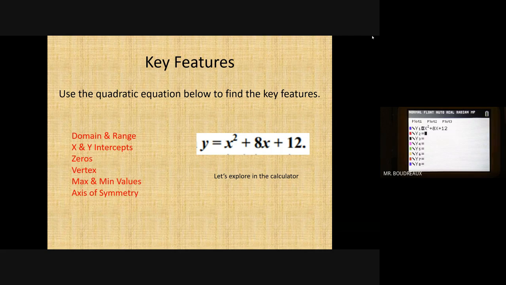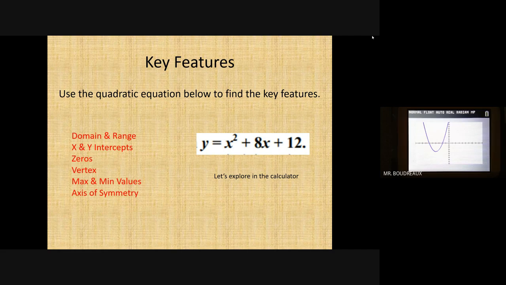All right, now from here, we're going to be able to get all of our key features that we see over in the red: domain and range, x and y intercepts, the zeros, vertex, etc. So first things first, we're just going to go down in order. The domain and range. The best way to get domain and range is just by looking at the graph, because it'll tell you all your possible x's, all your possible y's.